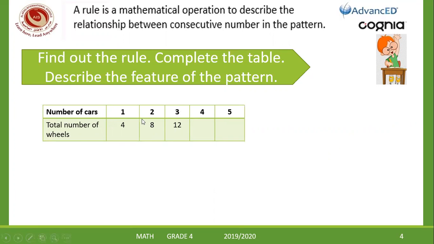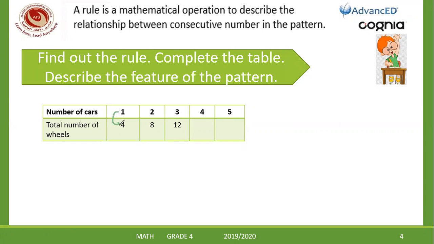Can we use add here? Check with me to know the relationship between the number of cars and the total number of wheels. 1 becomes 4 if you add 3, 2 becomes 8 if you add 6, 3 becomes 12 if you add 9. Can you use this as a rule? Of course not. But which operation can we use if the numbers are also increasing? We can use the multiplication operation. 1 becomes 4 if you multiply by 4. So if the numbers are increasing, we can use multiplication to describe the pattern rule.